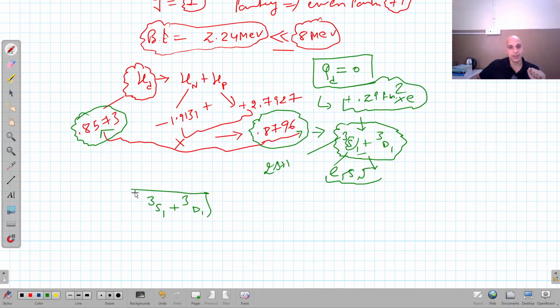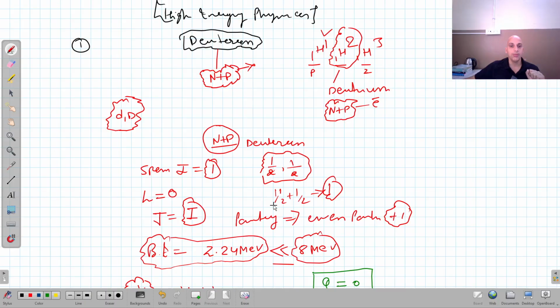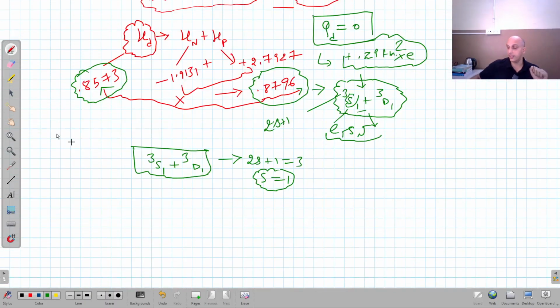Here 3 means 2s plus 1 is equal to 3, it means s is equal to 1. So as I told you in the beginning that the spin of the deuteron is 1, it means it is the triplet state, right? We call it a triplet state, and the spins of the constituent particles are parallel.